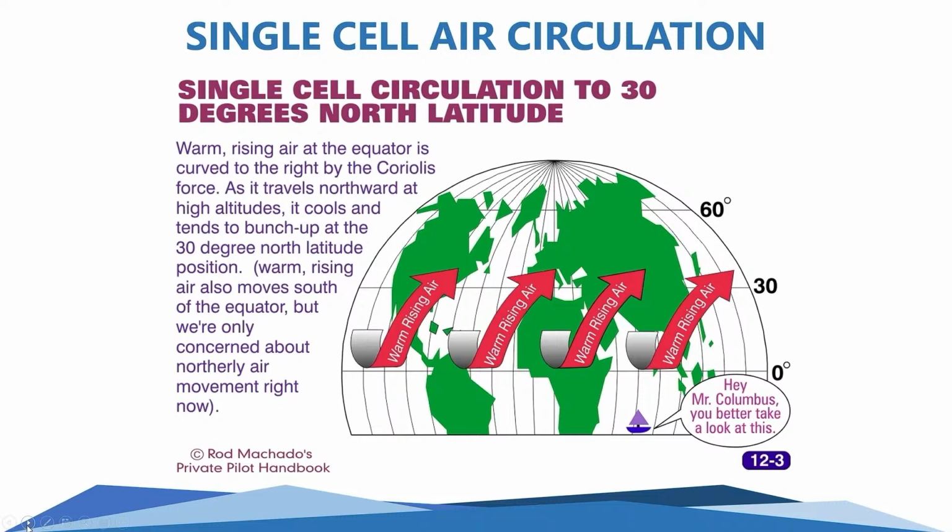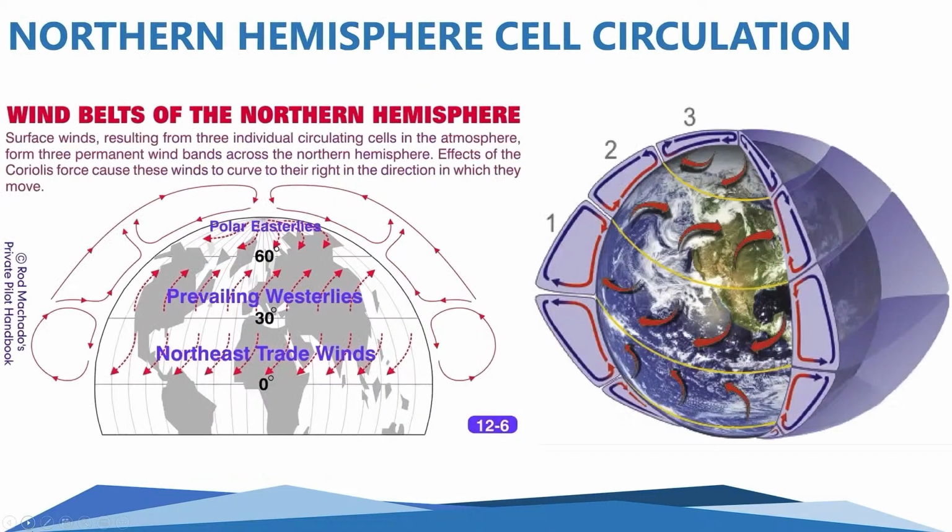Now, the reality is that this is what it truly looks like. Okay, so this is our Northern Hemisphere cell circulation pattern, and we actually have 3 different cells that we talk about.